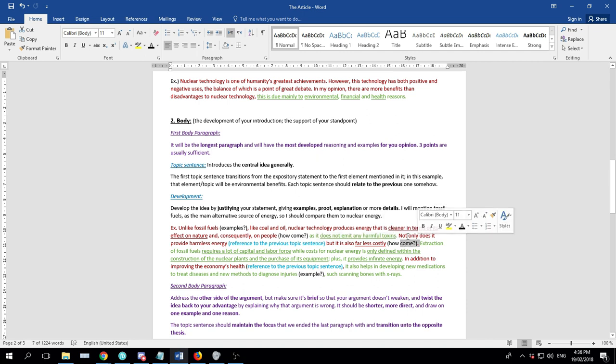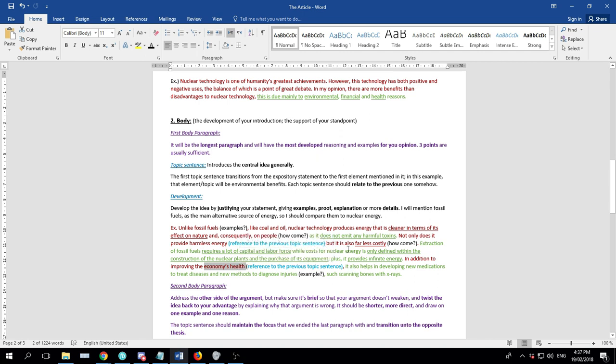Then the next topic sentence should relate to the previous one, talking about how it provides harmless energy, and then introduce the new idea, how it's far less costly. Make sure it's rephrased: don't say financial reasons again, don't say environmental reasons again. Change the words, paraphrase: clean in terms of its effect on nature, far less costly. Then the development, and then the last topic sentence, in addition to improving the economy's health. That's the reference to the previous topic sentence, how it's far less costly, improving the economy's health, and then get into the development.